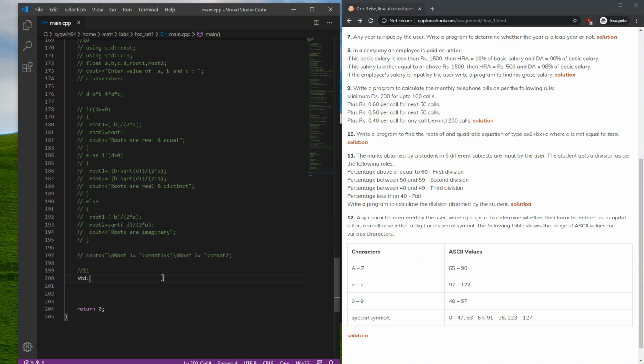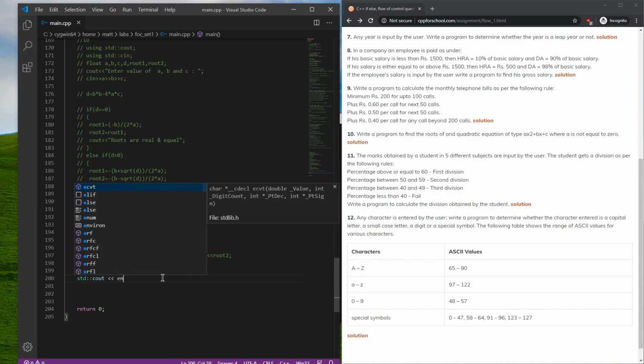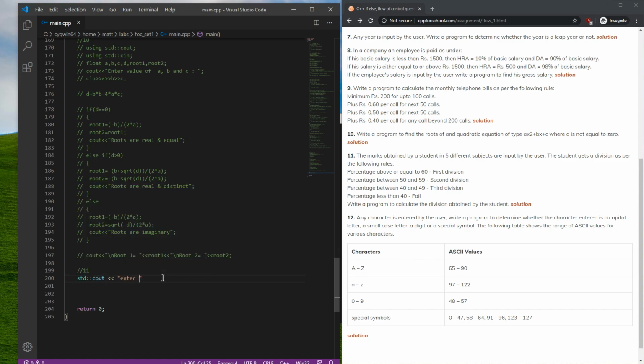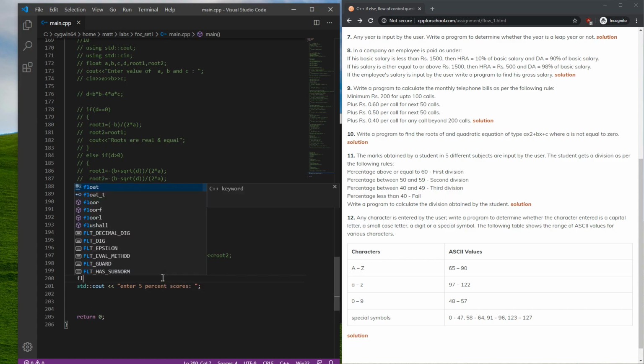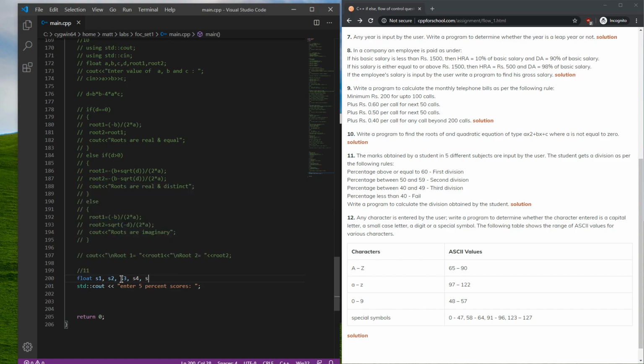So we're just gonna say standard cout, enter 5 percentage scores. All right, got that? Percentage scores. And since they're percentages, we're going to take in floats. We'll just do S1 for score 1, score 2. Notice I'm not using RS or whatever the F that they would use. All right, those are all going to automatically initialize to 0.